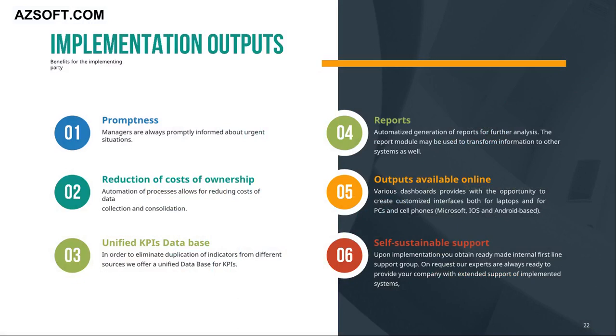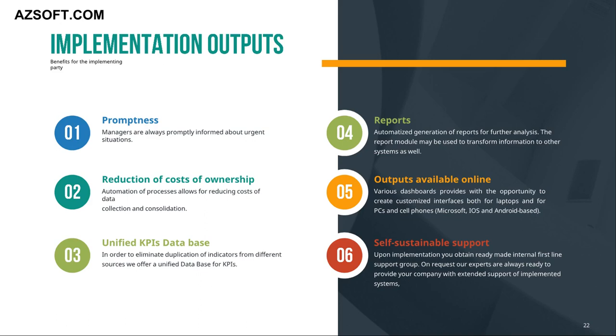Benefits for the implementing parties. Promptness: managers are always promptly informed about urgent situations. Reduction of costs of ownership: automation of processes allows for reducing costs of data collection and consolidation. Unified KPIs database: in order to eliminate duplication of indicators from different sources, we offer a unified database for KPIs.